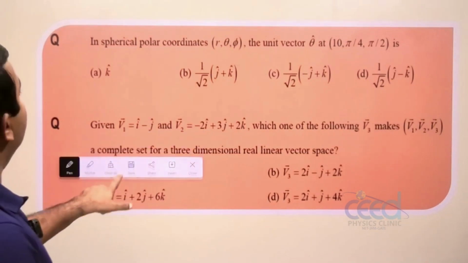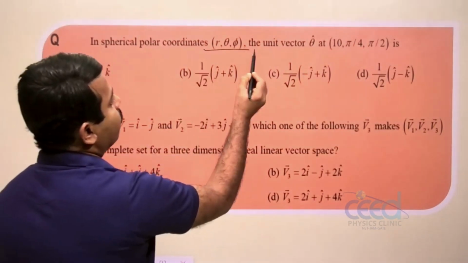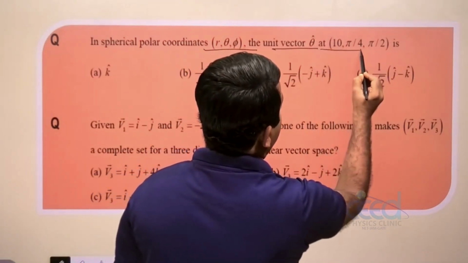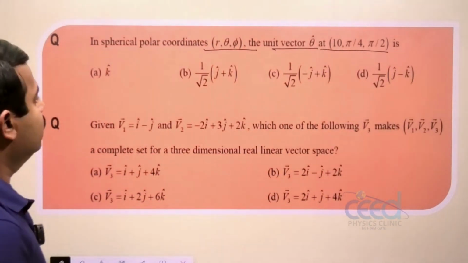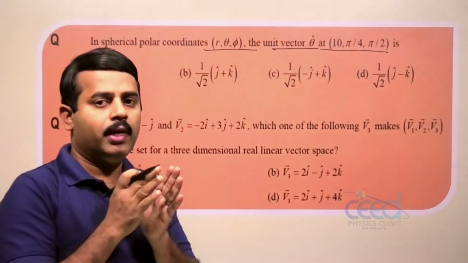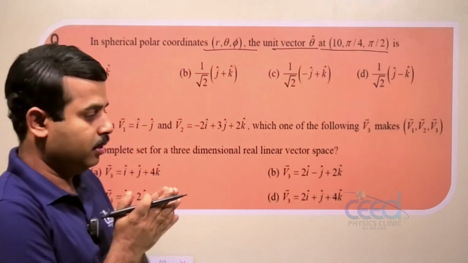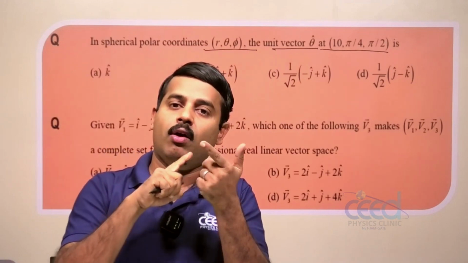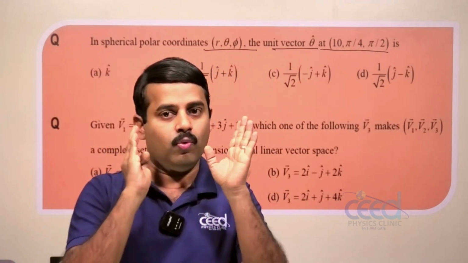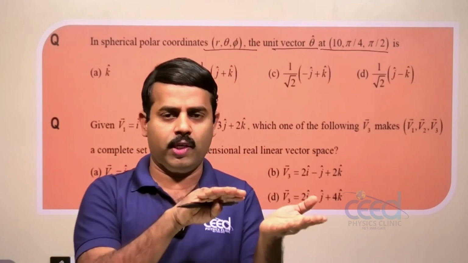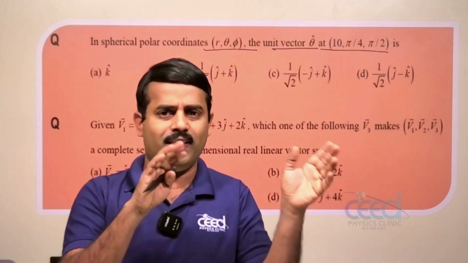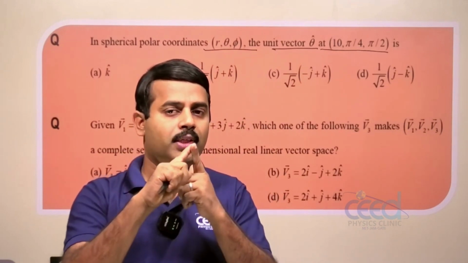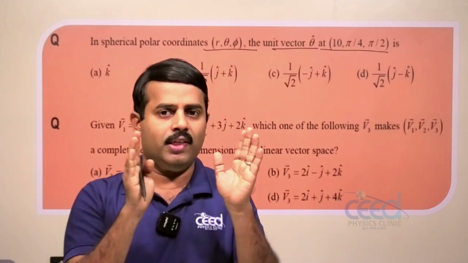In spherical polar coordinates r, theta, phi, find the unit vector theta cap at r = 10, theta = pi by 4, phi = pi by 2. We studied in detail the unit vector matrix: how r cap, theta cap and phi cap are represented in different coordinate systems. In spherical polar coordinates r cap, theta cap, phi cap. In cylindrical coordinates r cap, phi cap, z cap. So we studied them separately, and the values.